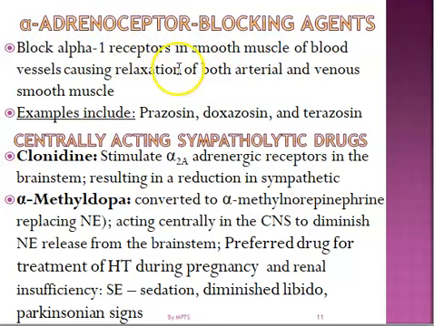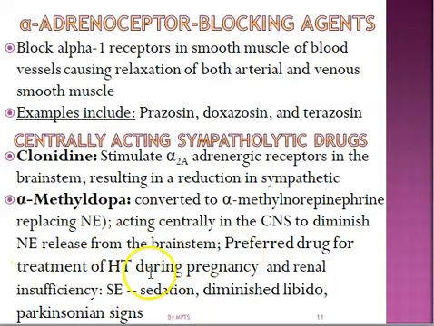Now, the other alpha adrenoceptor blocking agents have these ones. They block, of course, alpha 1, causing relaxation of smooth muscle, such as prazosin, doxazosin, terazosin. Centrally acting clonidine stimulates the alpha 2A receptors in the brainstem, resulting in reduction in sympathetic flow. Alpha methyldopa is converted to alpha methyl norepinephrine, replacing norepinephrine in the vesicles. It acts centrally to diminish the norepinephrine release from the brainstem.